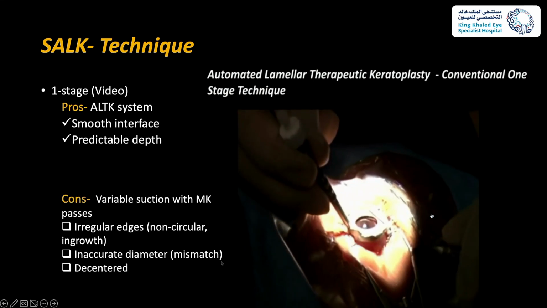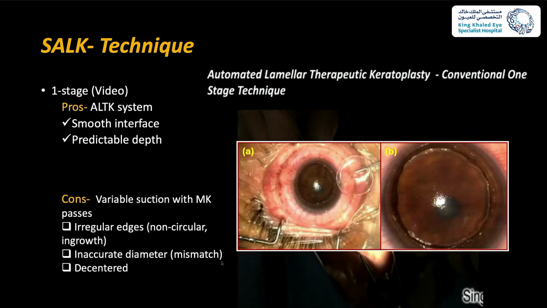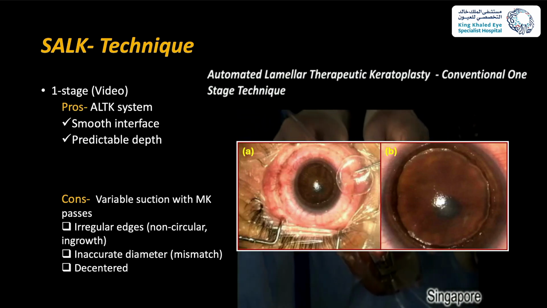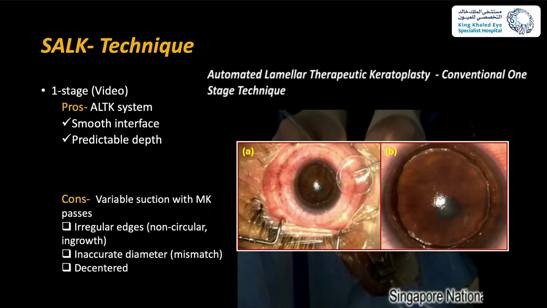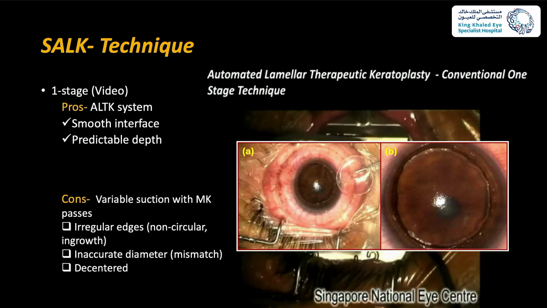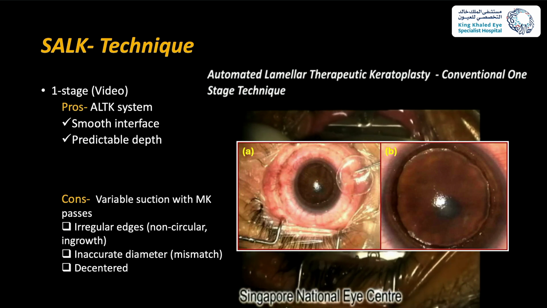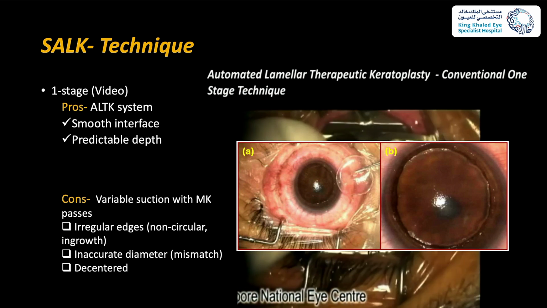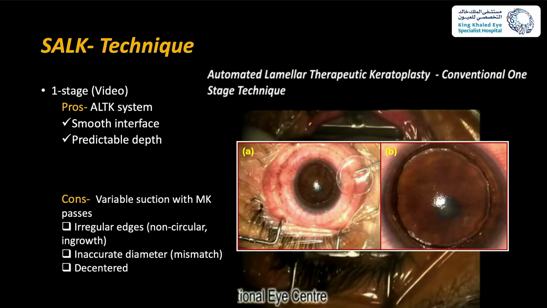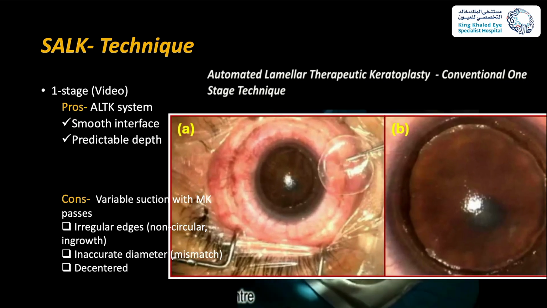So what are the cons of this procedure? Because of the variable suction of the microkeratome passes, it can produce irregular edges, which are not circular, and these irregular edges might cause epithelial ingrowth and a mismatch between the donor and the recipient, as well as sometimes causing a decentered cut, as you can see in this photo.